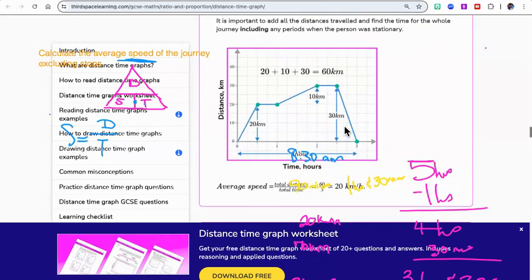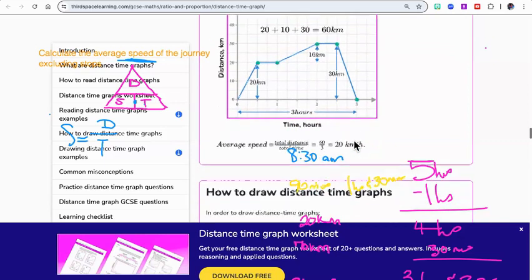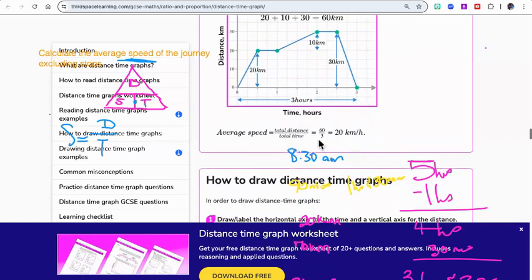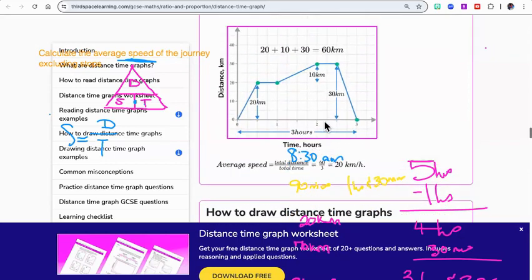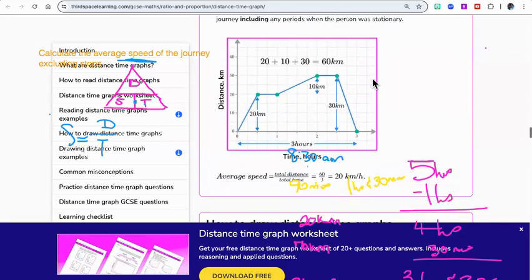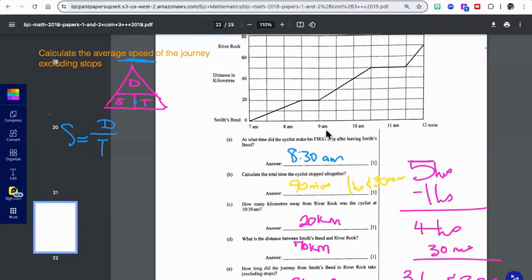Then we will divide it by the total time taken. This would be from 0 to 3, which is 3 hours. So the average speed is the total distance divided by the total time. We're left with 20 kilometers per hour. I find that that method is simpler. If you were taught another method, that's fine. But with this method, all you're doing is adding up all of the distance and dividing it by the total amount of hours. So let's go back to this paper now.